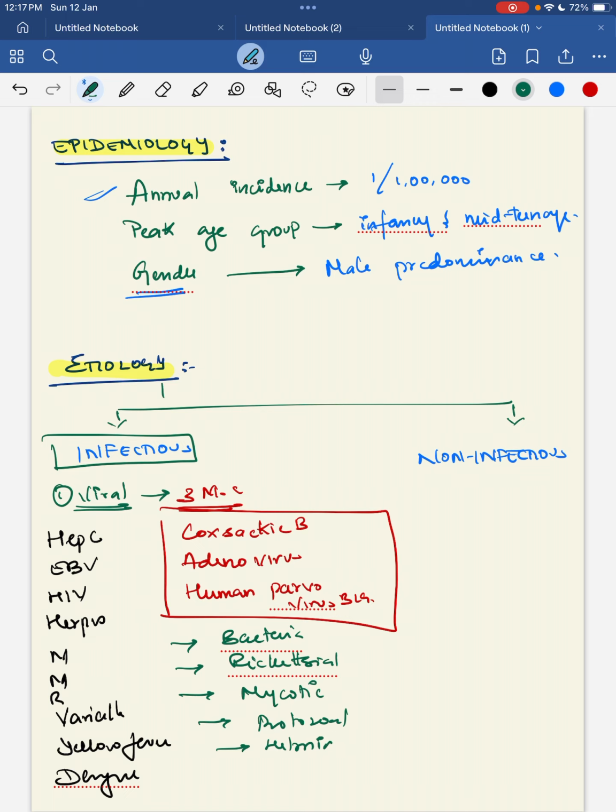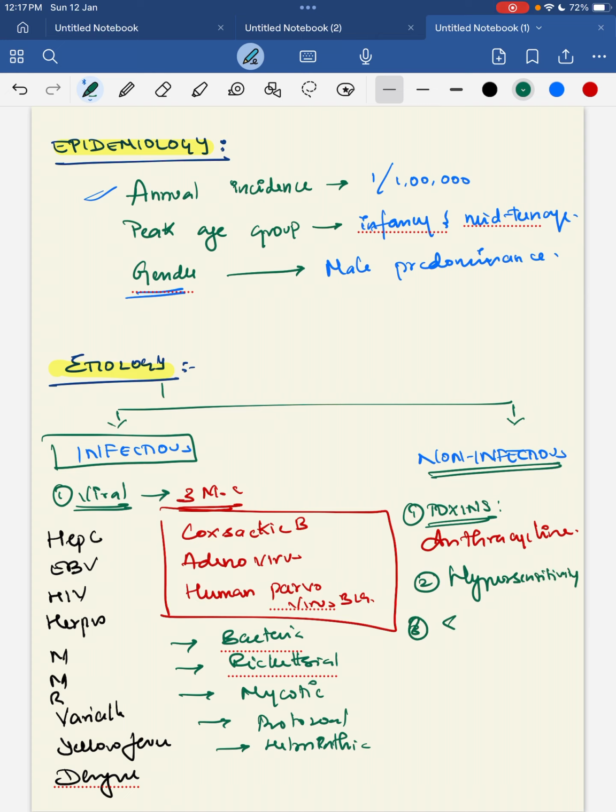Next, coming to the non-infectious causes, the first one is toxins. Among toxins, the most common one causing myocarditis is anthracycline. The second one is hypersensitivity. The third one is systemic disease. The most common systemic disease causing myocarditis in children is Kawasaki disease. So this is the classification between infectious and non-infectious agents causing myocarditis.